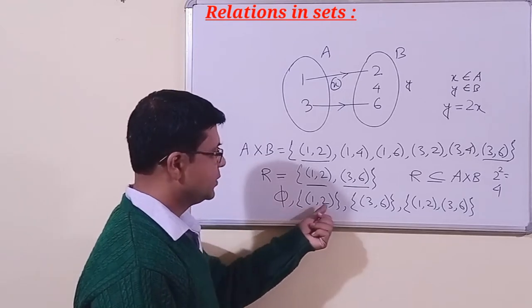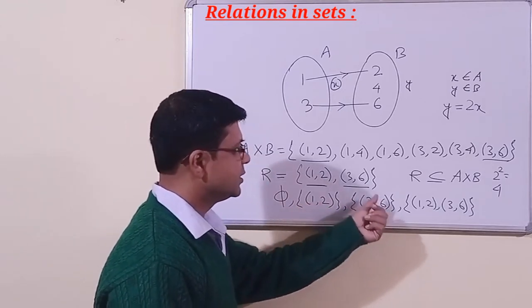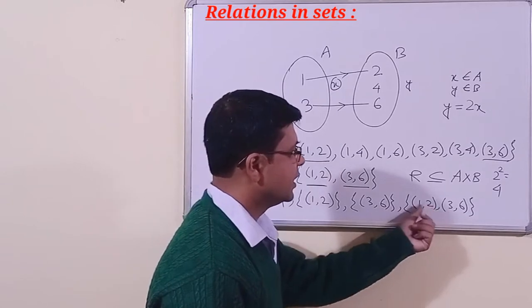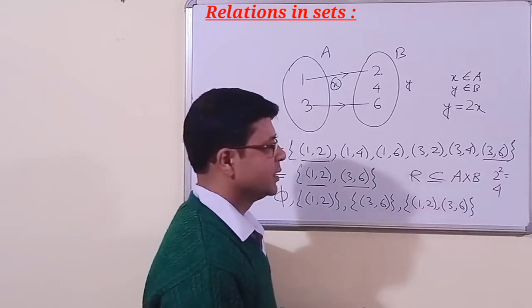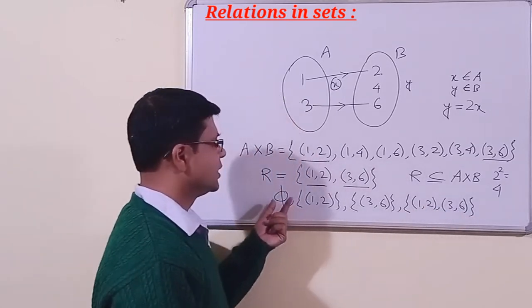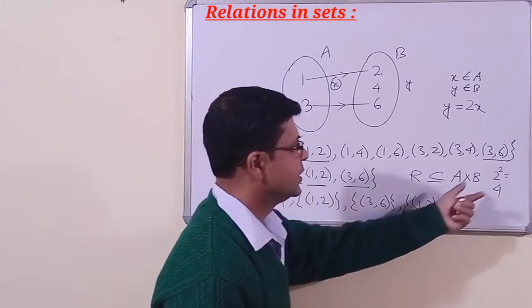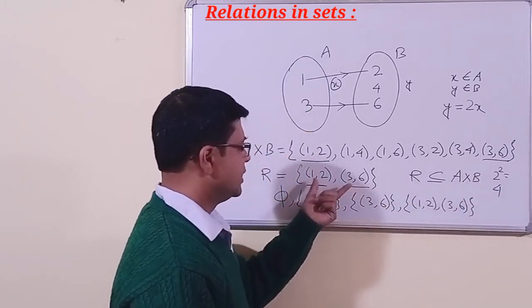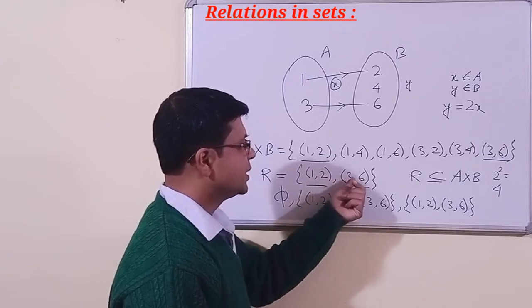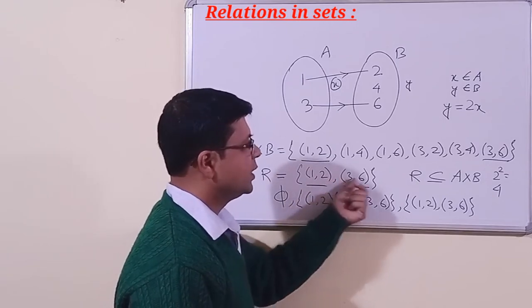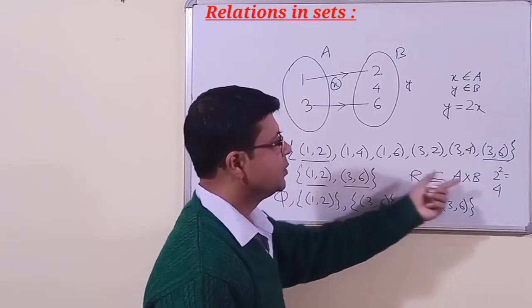This is also a relation: 2 is the double of 1, 6 is double of 3. They are the double of each other. So there are 4 relations here. If we know the number of elements here, there are 2 elements, so the number of relations will be 2 square.